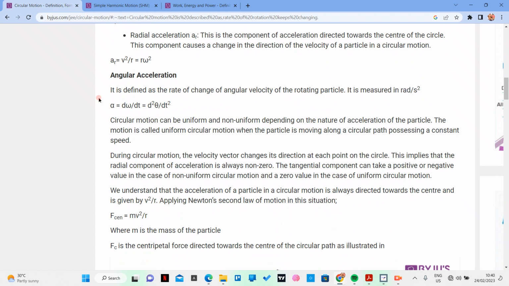Now let's talk about your angular acceleration. Angular acceleration is just the rate of change of your angular velocity. That's it, as simple as that. So that will be your change in angular velocity over time, basically.